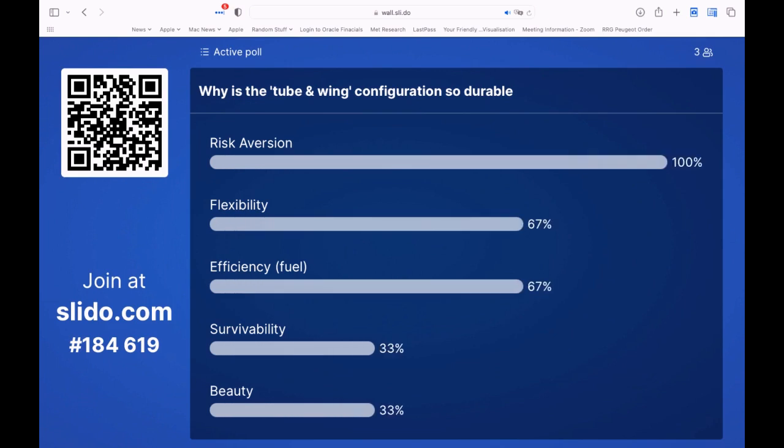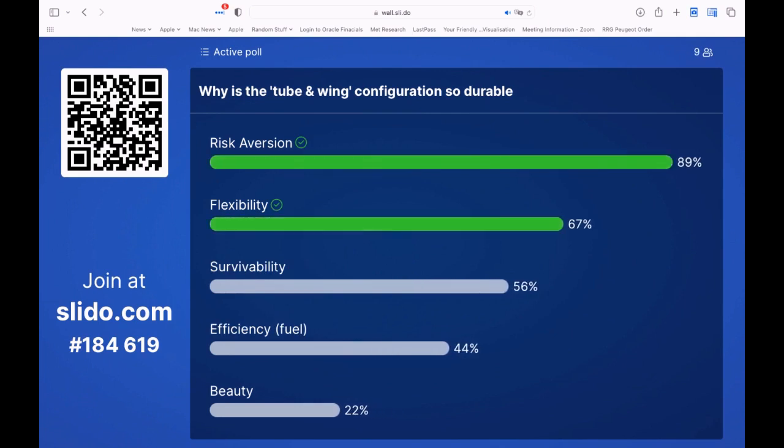Why is the tube and wing so durable? Absolutely risk aversion. We are not willing to try something new because we don't want it to go wrong. I mean, you can look at that. The frame spacing on the A380 is a perfect example of that. Flexibility. Things like blended wing bodies only work really well if the CG's in one location. They don't have a tail. A tube and wing, I can put the CG a lot of different places. That tail allows me to do that without too much of a drag. The rest of this stuff, it's in the eye of the beholder on some things.